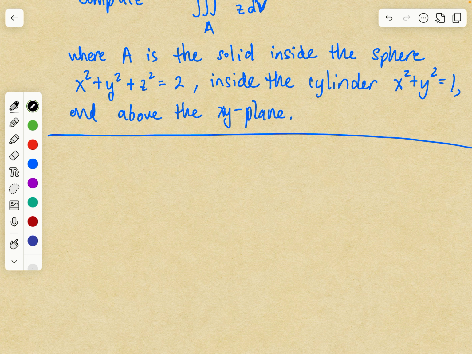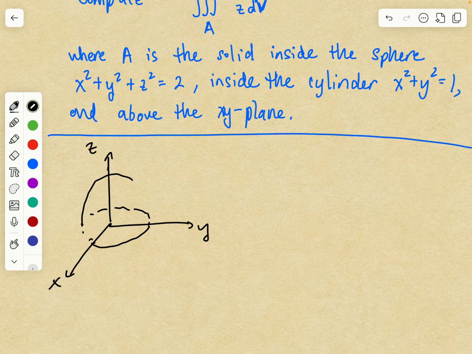So here's the positive x-axis, y-axis, z-axis. You have the sphere, and it's centered at the origin, and what's the radius? The square root of 2, right? So you have the sphere like this. Maybe I should use a different color. It's centered at the origin, it has radius the square root of 2. So it's inside this, but it's inside the cylinder, x squared plus y squared equals 1.